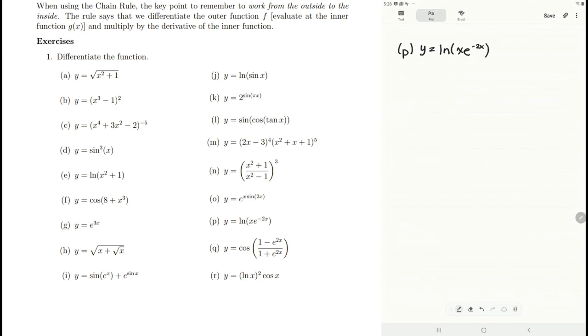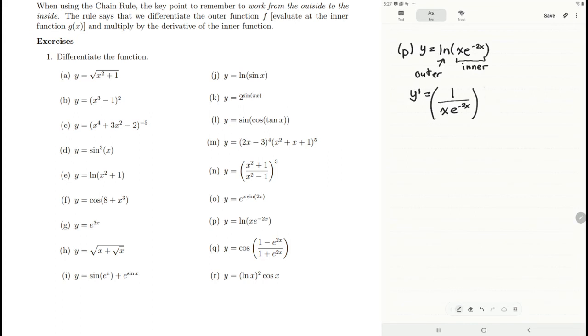For letter P, we have the natural log of x times e to the negative 2x. So here we apply the chain rule with product rule and another chain rule. So the inner function is x times e to the negative 2x, and our outer function is the natural log. And so the derivative is 1 over x times e to the negative 2x. So that takes care of the outer function.